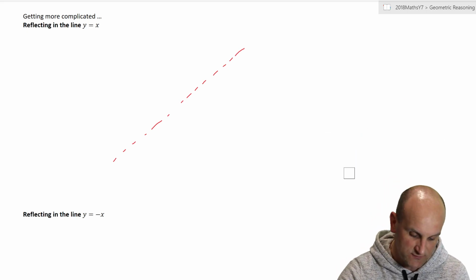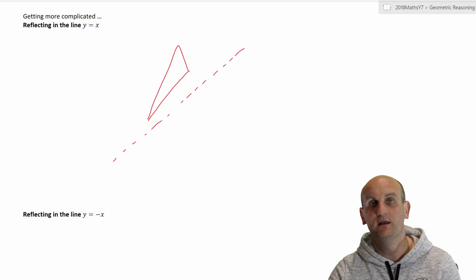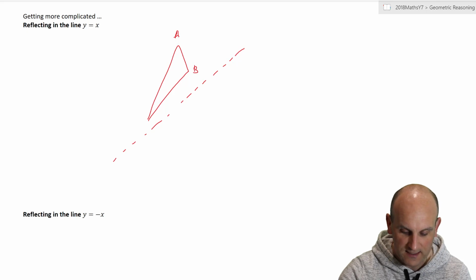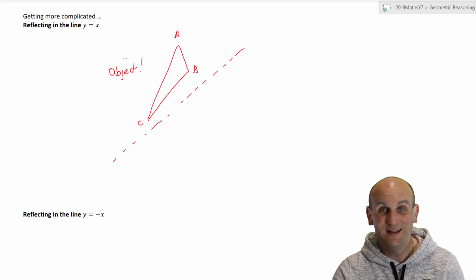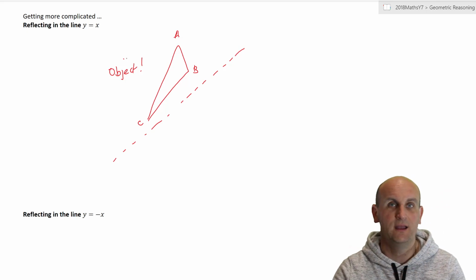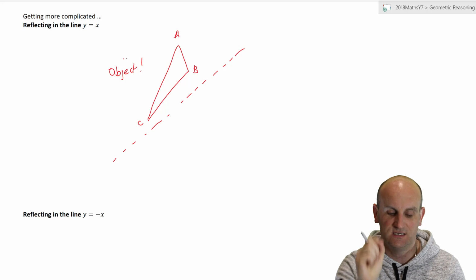Right, let's draw some sort of a shape. Let's draw a triangle that looks like that, all right? Slightly off of the mirror line. We're going to label it A, B, and C, and there is my object. What do I do? Well, it doesn't matter whether the line's vertical or horizontal or a slant that way or a slant that way. It's just about measuring the shortest distance to the line.